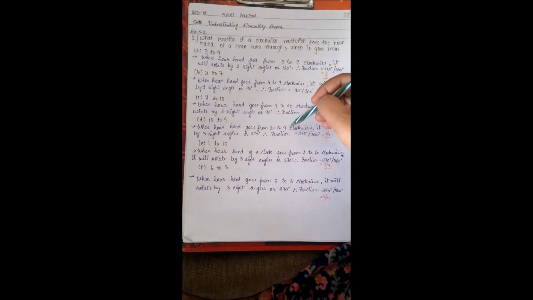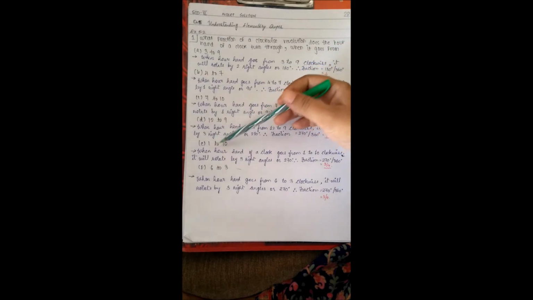From 12 to 3, 3 to 6 and 6 to 9. So there are 3 right angles in that, that is 270 degrees. So the fraction is 270 degrees upon 360 degrees. If we cancel both, we will get 3 by 4. Next is 1 to 10.